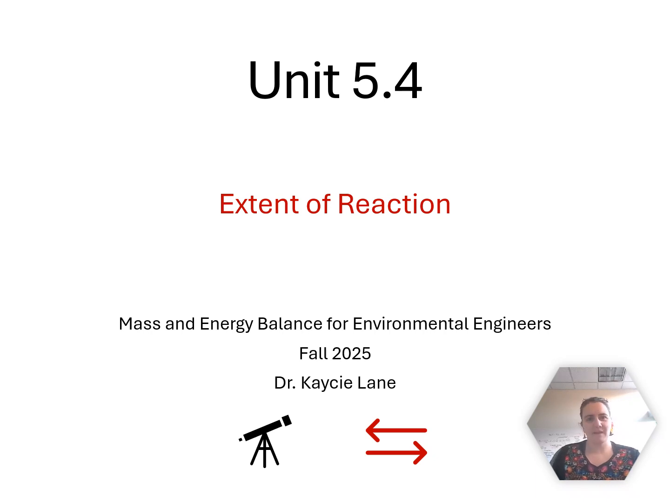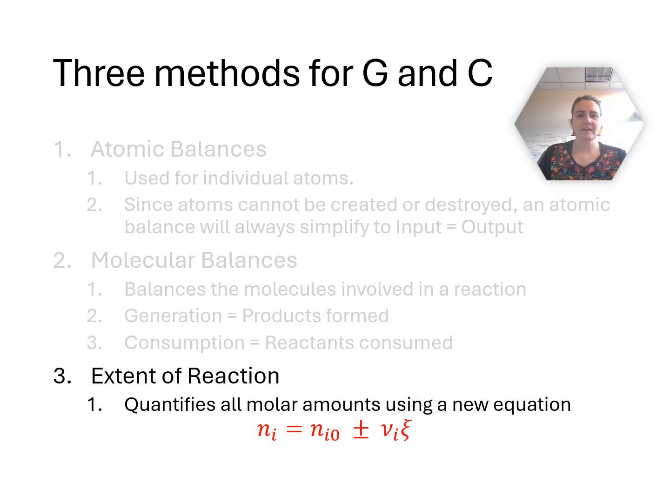All right, here's our last method related to finding generation and consumption in a problem. So our last method is extent of reaction, and this is different from what we've seen before. We no longer have the general balance equation. We now are using a different way of finding a series of equations.